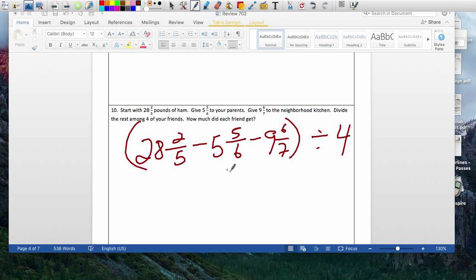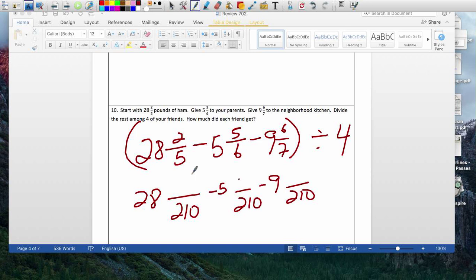I need to find the LCM between all three. Let's do that. So the LCM between 5, 6, and 7 is 210. Such a nice number. So that's still going to be 28, that's still going to be a 5, and that's still going to be a 9. Times 42 gives me 210. So here's going to be 84.